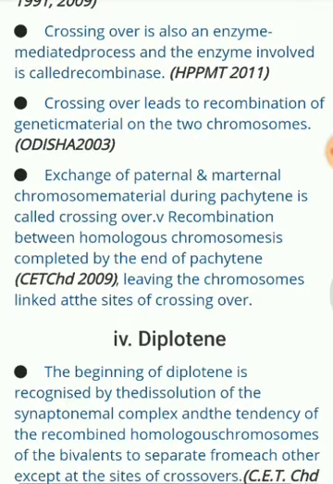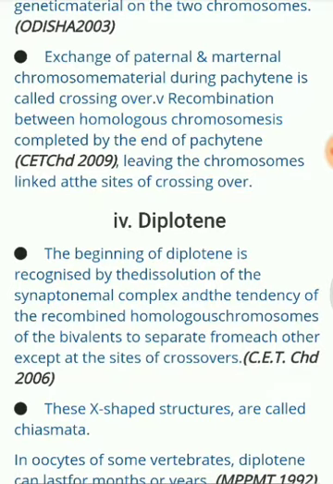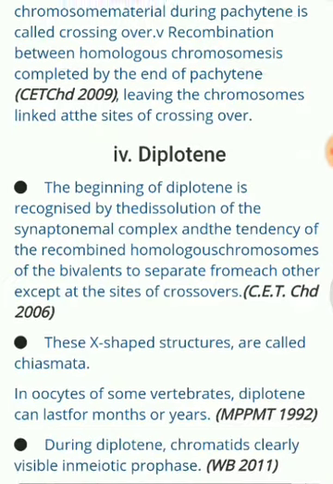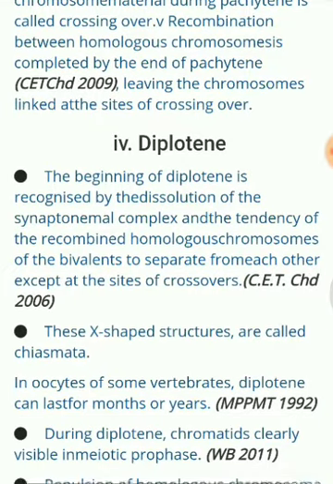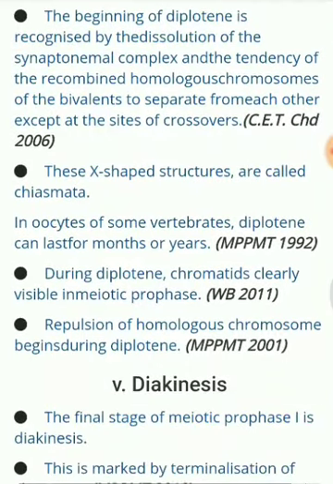Diplotene. The beginning of diplotene is recognized by the dissolution of the synaptonemal complex and the tendency of the recombined homologous chromosomes of the bivalents to separate from each other except at the site of crossovers. These X-shaped structures are called chiasmata. In oocytes of some vertebrates, diplotene can last for months or years. During diplotene, chromatids are clearly visible in meiotic prophase. Repulsion of homologous chromosomes begins during diplotene.